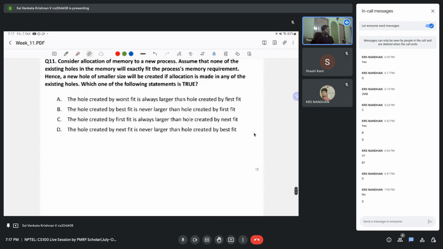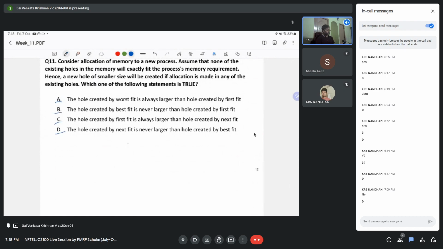Consider allocation of memory to a new process. Assume that none of the existing holes in the memory will exactly fit the process's memory requirement. Hence a new hole of smaller size will be created if the allocation is made in any of the existing holes. So which one of the following statements is true? Is it option A, B, C, or D?